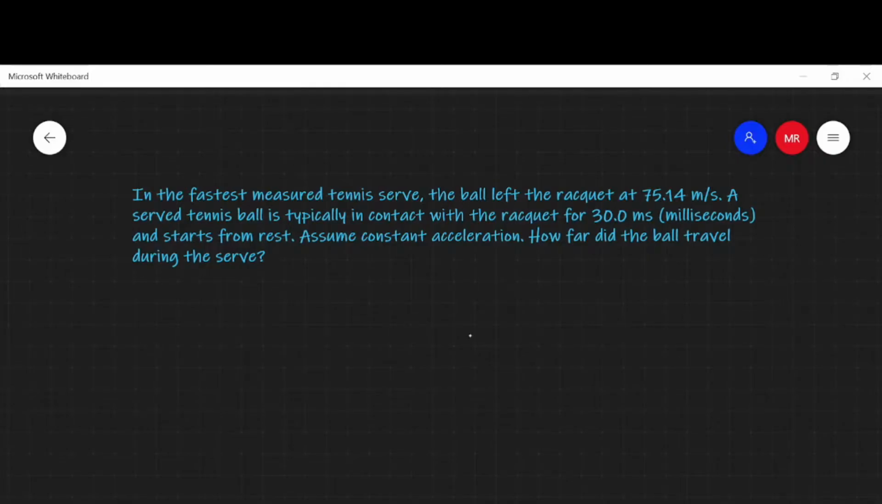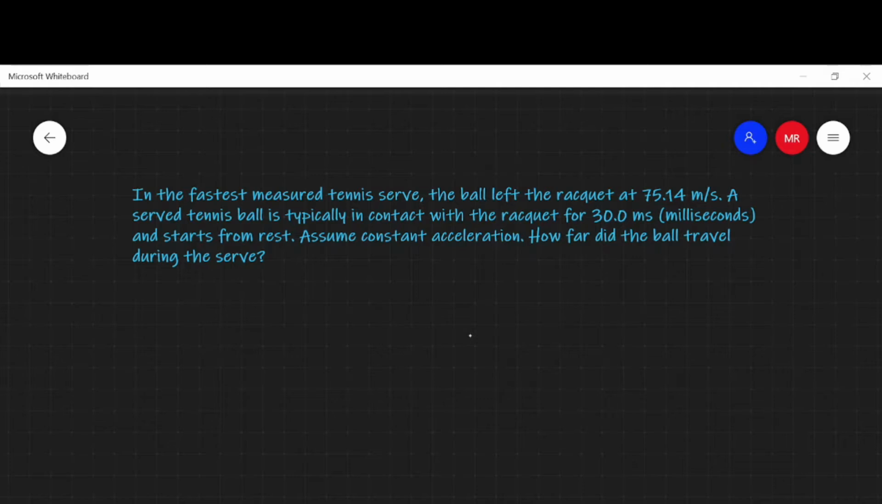In the fastest measured tennis serve, the ball left the racket at 75.14 meters per second. A served tennis ball is typically in contact with the racket for 30.0 milliseconds and starts from rest. Assume constant acceleration. How far did the ball travel during the serve?